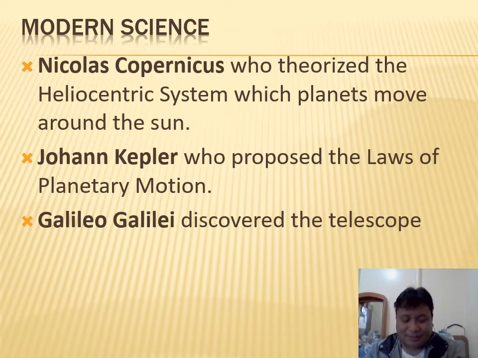Now, the next one is Galileo Galilei. He discovered the telescope, and the first astronomical object that he saw in the telescope was the planet Jupiter. According to what he saw in his telescope, there's a planet Jupiter surrounded by four moons. So that's Galileo.